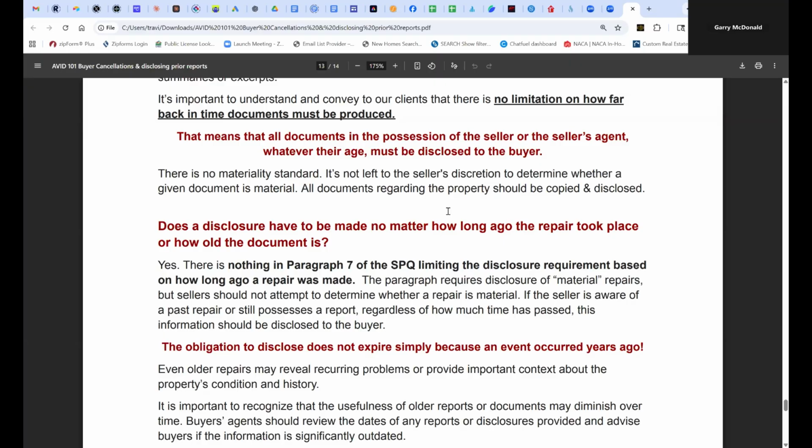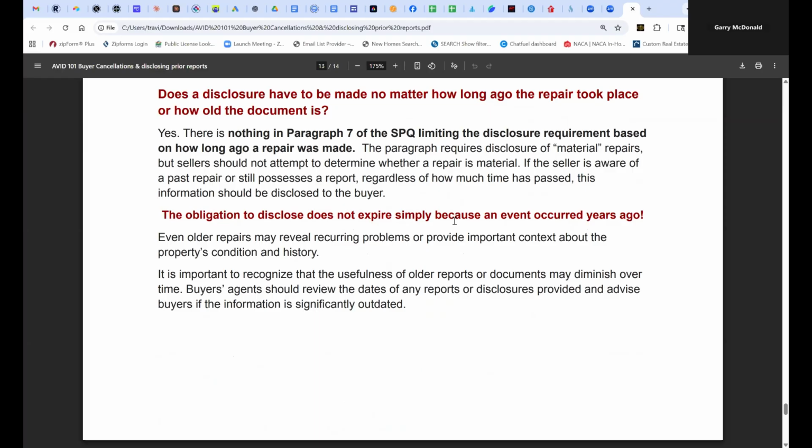Does a disclosure have to be made no matter how long ago the repair took place or how old the document is? Yes, there is nothing in paragraph 7 of the SPQ limiting the disclosure requirement based on how long ago a repair was made. The paragraph requires disclosure of material repairs, but sellers should not attempt to determine whether a repair is material.